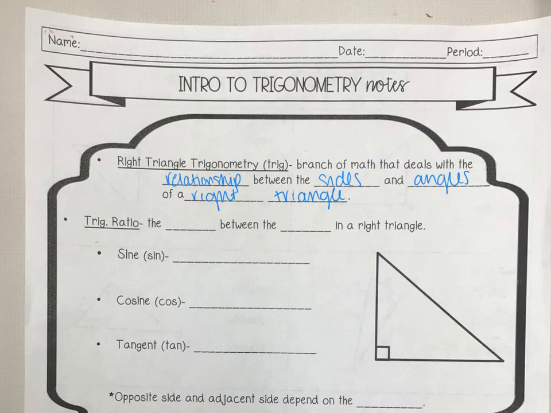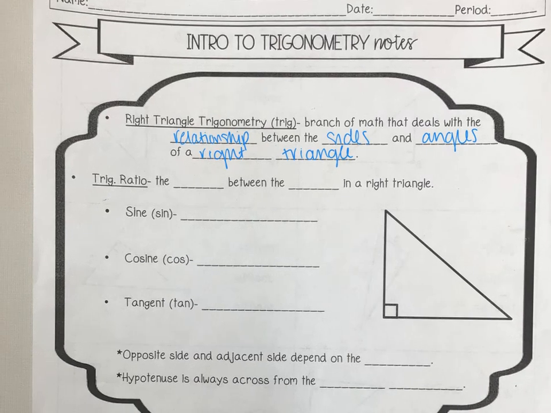All right, so we need to talk about the trig ratio. What does it mean to be a ratio? Fraction. A fraction. Nice job. A ratio is just a fraction. And we're going to learn about 3 trig ratios. A trig ratio is the ratio, or the fraction, between the sides in a right triangle. So we'll have 3 different trig ratios we're going to talk about: sine, cosine, and tangent.